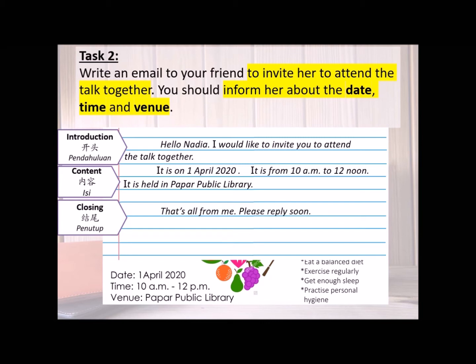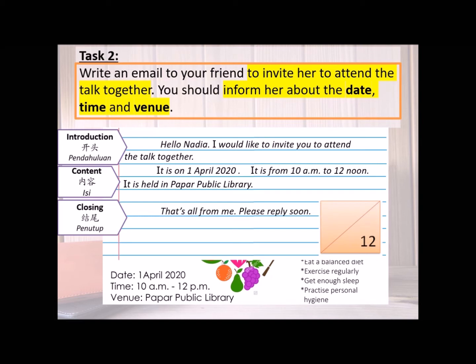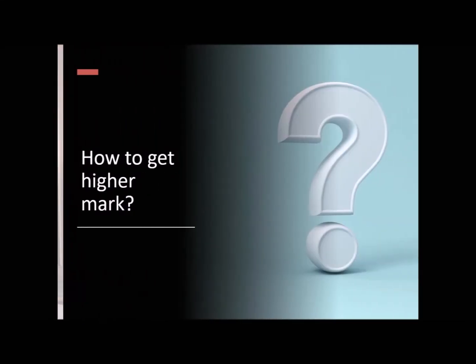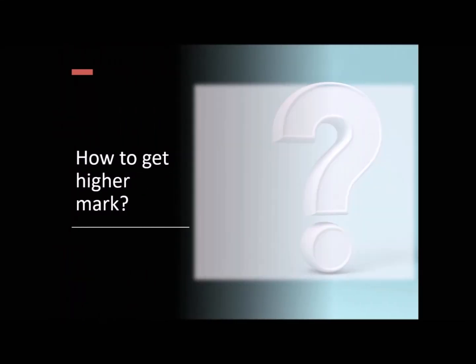Hereby, I have a question for you. If you have answered what the question asks you to, how much can you score out of 12? The answer is 4. What? Only 4 marks? That's right. This is because this essay is too short, too simple. In order to get higher marks, you need to write more.